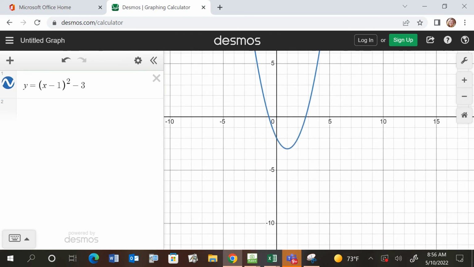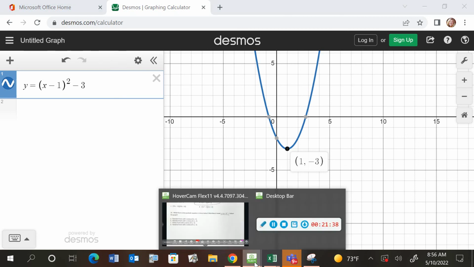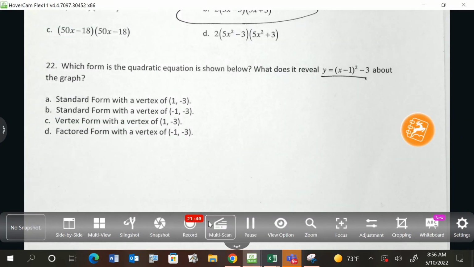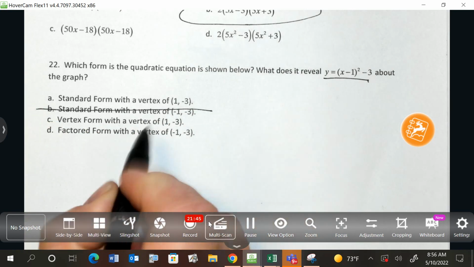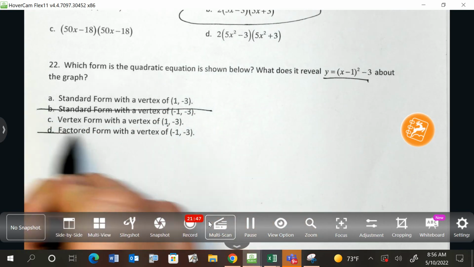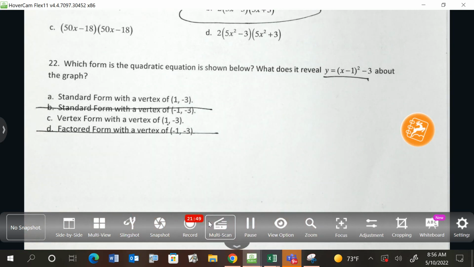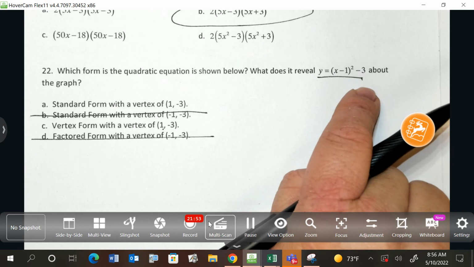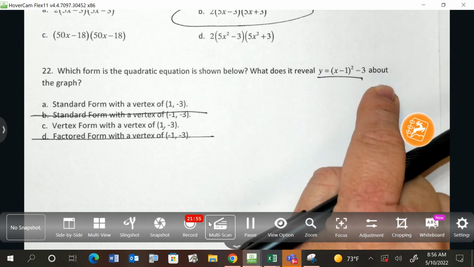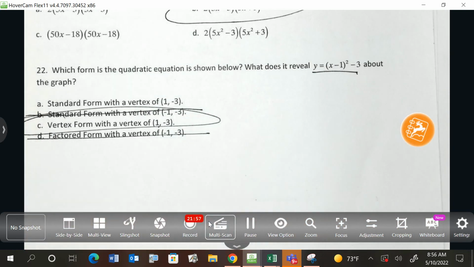And now we want to be able to figure out what is the vertex. So I click on the bottom. The vertex is 1, negative 3. 1, negative 3. So I come back to the list. Anything that does not say a 1, negative 3 for the vertex is out. So that's good. It's not negative. That's good. Okay, it's not negative. So I have two choices right now. Is this considered vertex form, or is this considered standard form? This is vertex form. Correct answer is C.